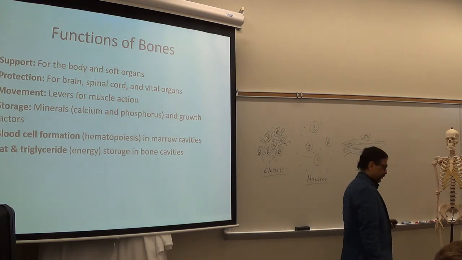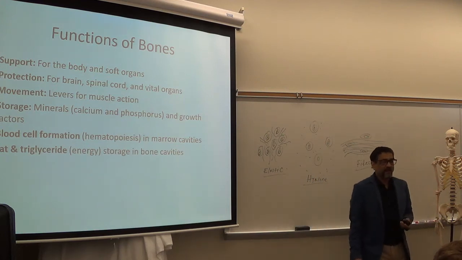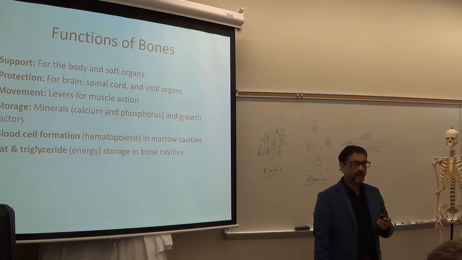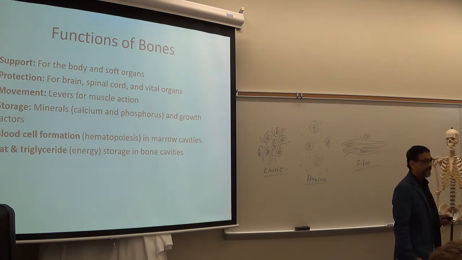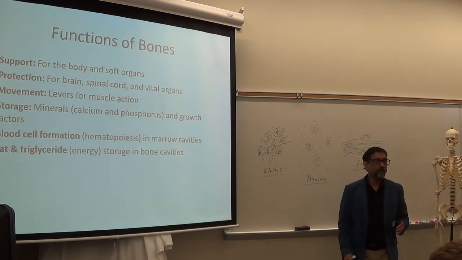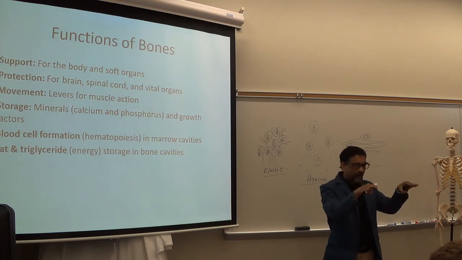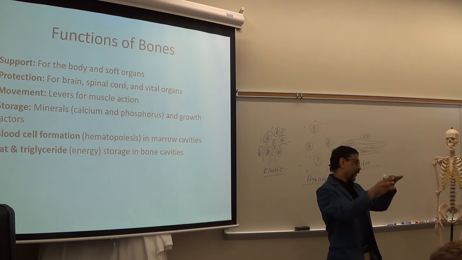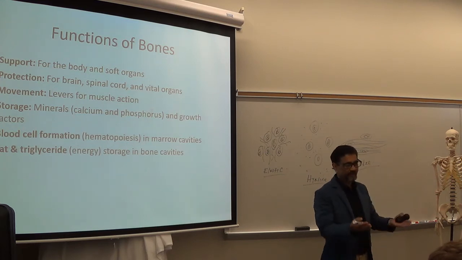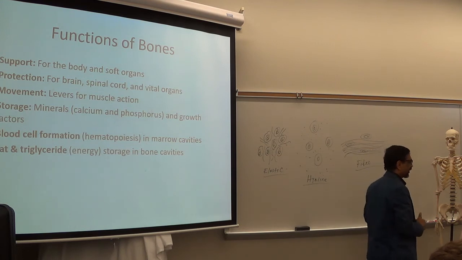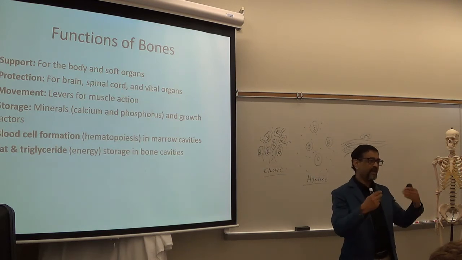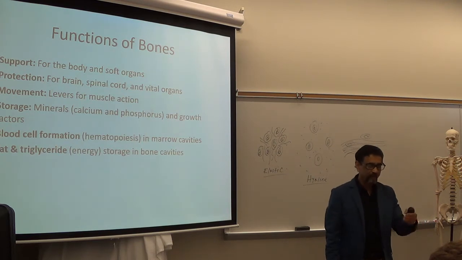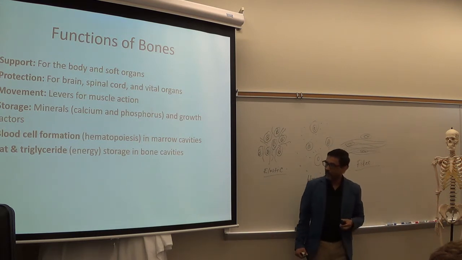Storage of minerals. A huge amount of calcium and a few other minerals are stored in the bone. In the matrix of the bone, you have a huge amount of calcium, phosphate and other chemicals. So if the calcium concentration in your blood goes down, bones release calcium from the matrix into the blood, so the blood level of calcium will go up. You see, bones not only store calcium but also regulate blood calcium. If blood calcium goes down, bones will release calcium into the blood.